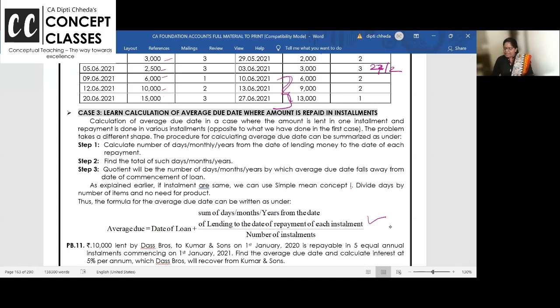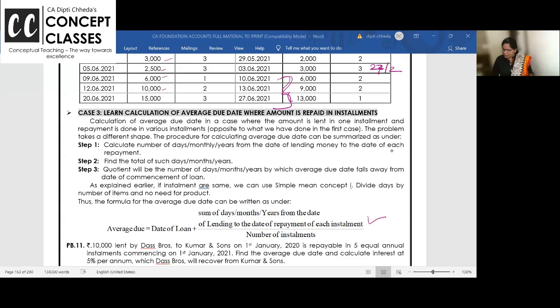The procedure for calculating the average due date can be summarized. Calculate number of days from the date of the lending. Okay. Calculate the number of days from the date of lending, not routine formula, base date and all. Find total number of the days, month or year you can do. Quotient will be number of days and all. You will not understand the steps. You know our way कि problem solve करेंगे तो steps आपको clear हो जाएंगे, है ना? तो चलो let us do.